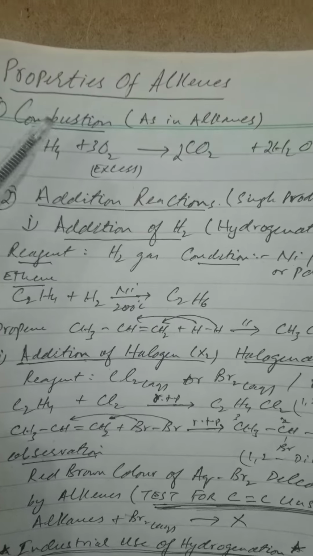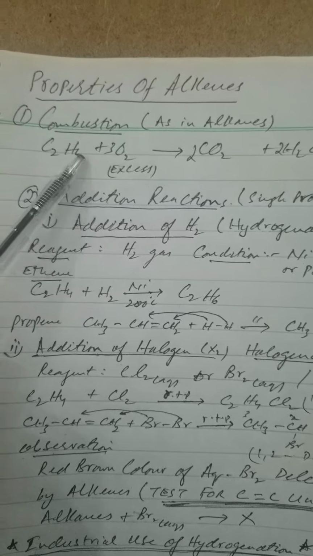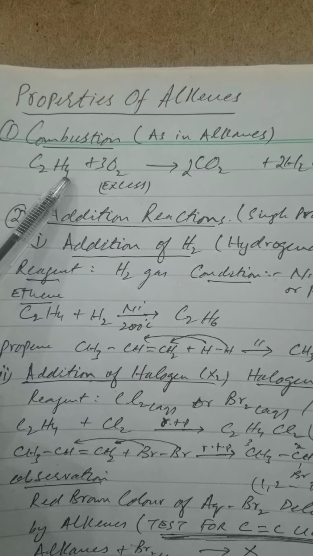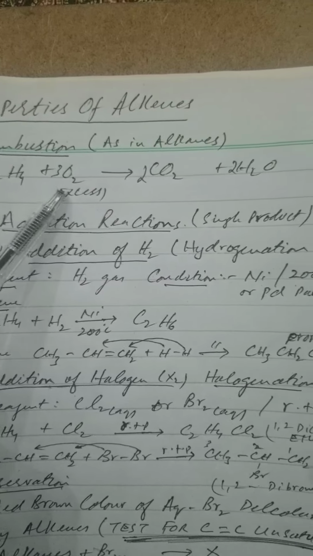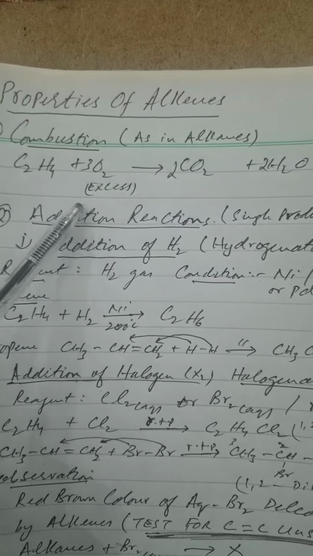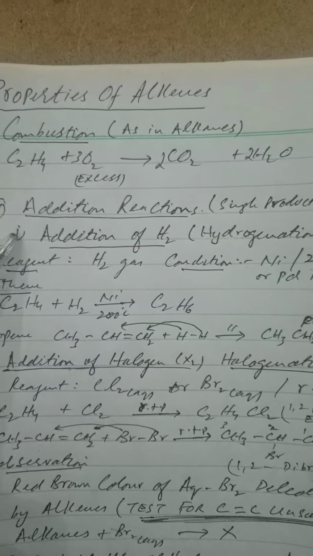Okay, today I'm going to explain to you the properties of alkenes based on the AS level course. The first property is combustion. Like in alkanes, if you have ethene or any other alkene and you combust it in excess oxygen, you get carbon dioxide and water. So this reaction is similar to that in alkanes.